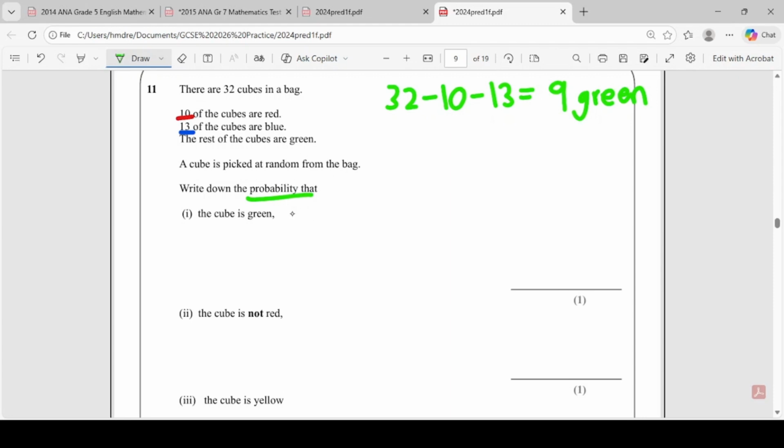Write down the probability that the cube is green. So all you do is, how many green cubes are there? There are 9 green cubes. How many are there in total? There are 32 in total. You just write it like that.